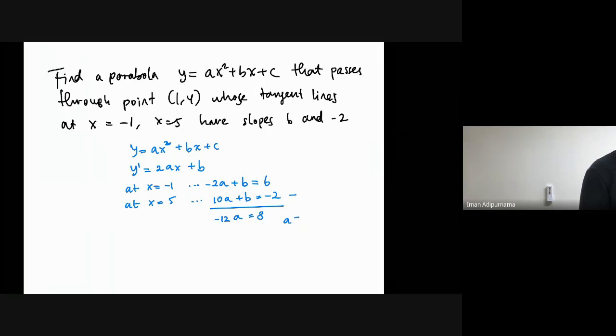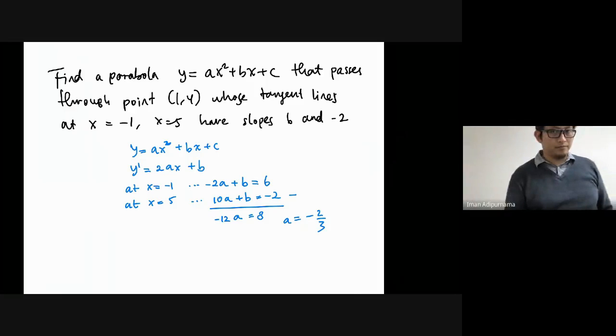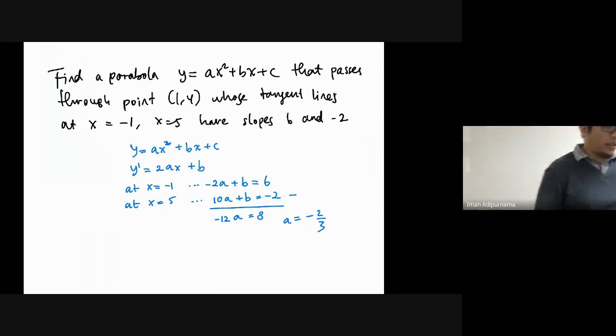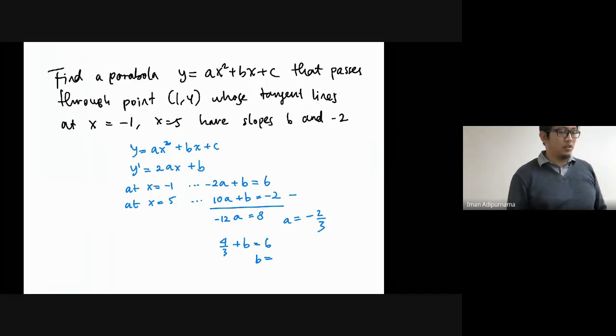So you get a is -2/3. And then just using that information, so 4/3 plus b should be 6. So b is 14/3.